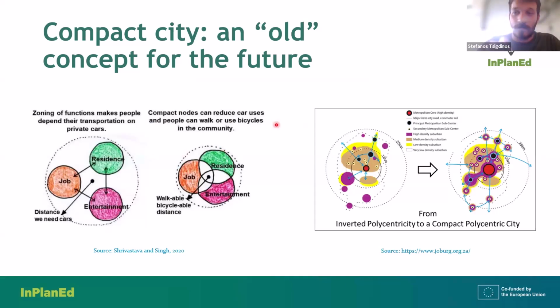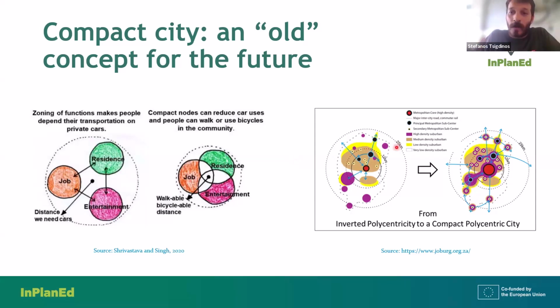What else? Note that, please. We have to shift from an inverted, let's say, like the diagram says, polycentricity to a compact and organized polycentric city. A compact city is not a city that has a huge center, a huge central area. A compact city should also have local neighborhoods. So these two diagrams are very important when we want to design.